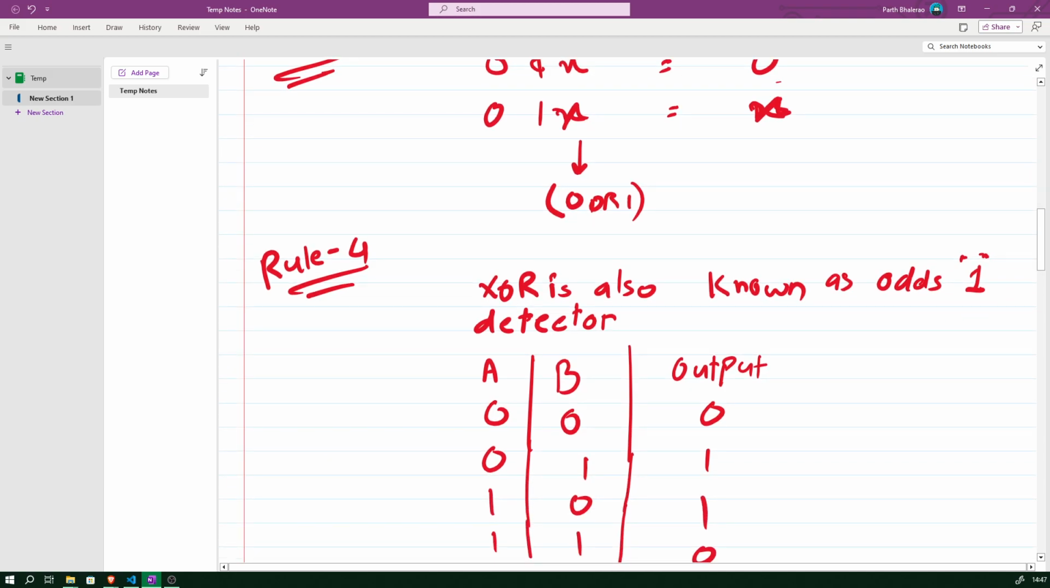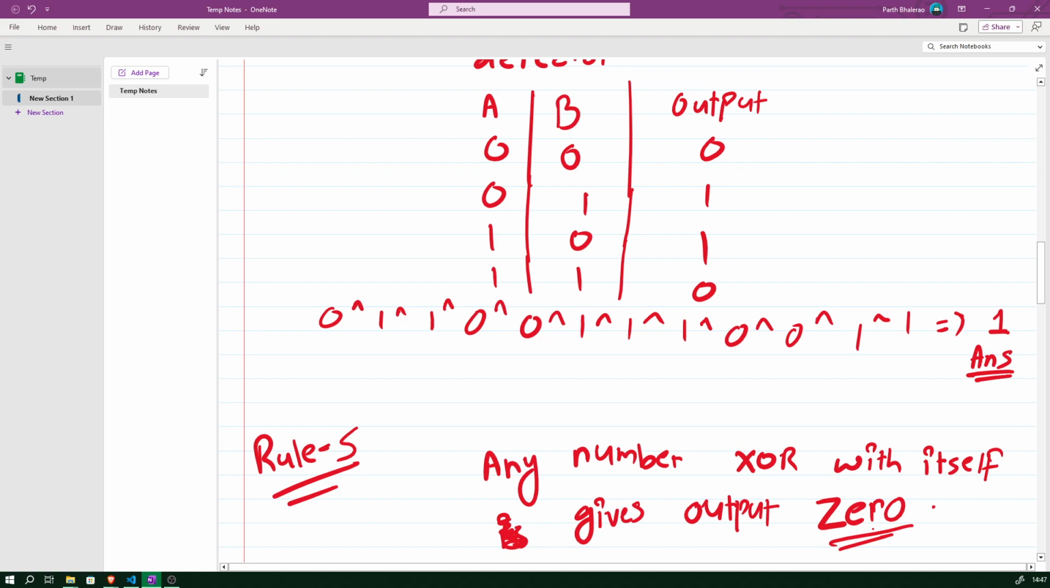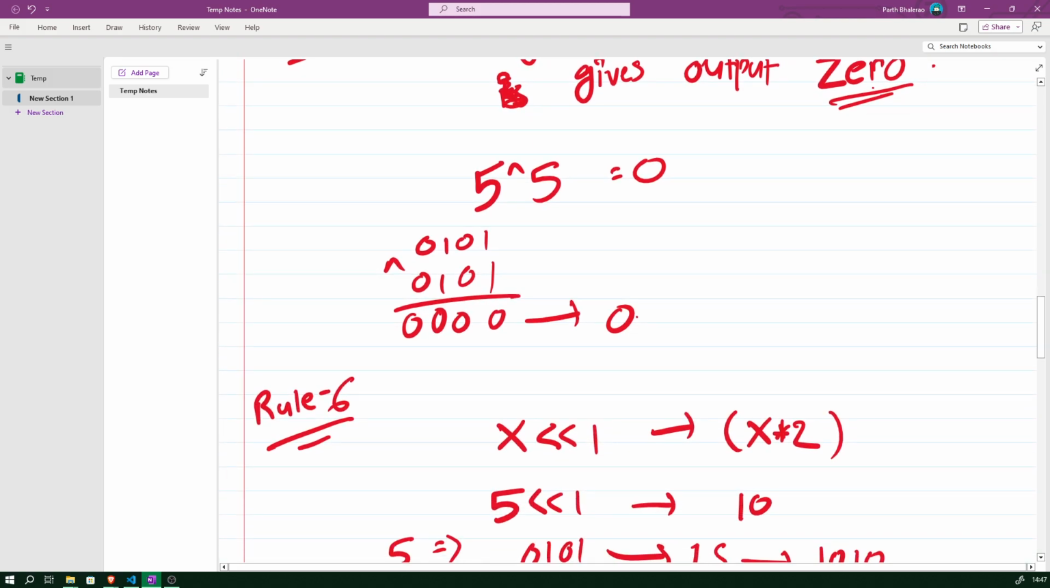Then XOR is also known as the odd ones detector. We have seen a long chain of examples. If you are given a long chain of bits and you have to find the XOR of all those bits, you simply count the number of times bit 1 is occurring, and if it is odd, then the answer is 1, and if it is even, then the answer is 0. Similarly, rule 5 states that any number XOR with itself gives output 0, like 5 XOR 5 would be 0. You can also verify this with other examples.